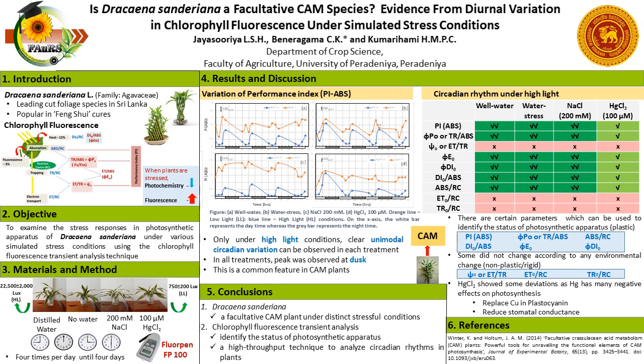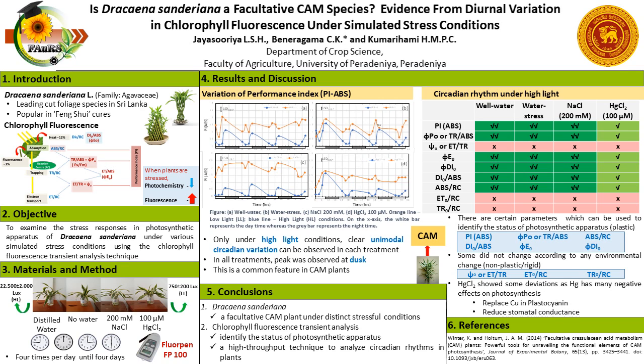Good morning everyone. This is the very first time that we are going to talk about the implementation of chlorophyll fluorescence transient analysis to identify the diurnal variations in Dracaena as a stress response. Actually, chlorophyll fluorescence is a newly introduced technique to identify the status of photosynthetic apparatus in plants. In this experiment, we selected Dracaena as the plant species and measured several parameters.